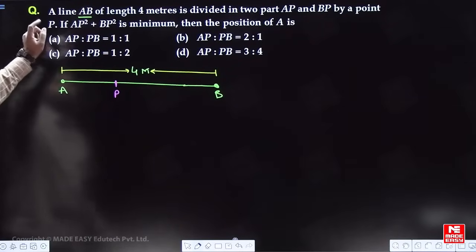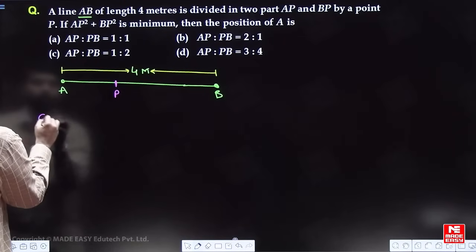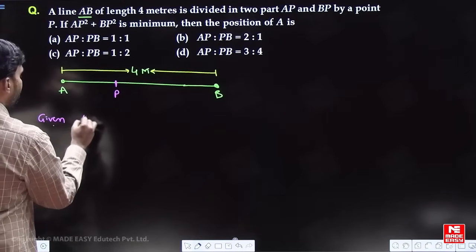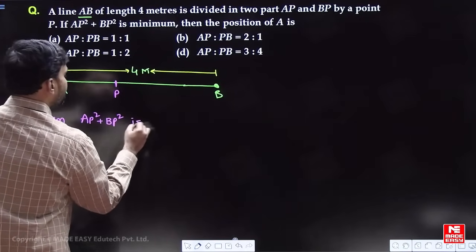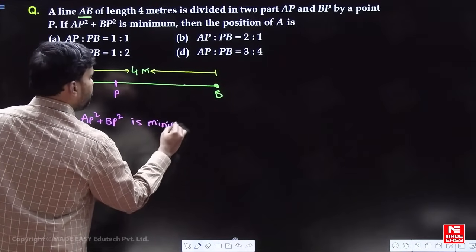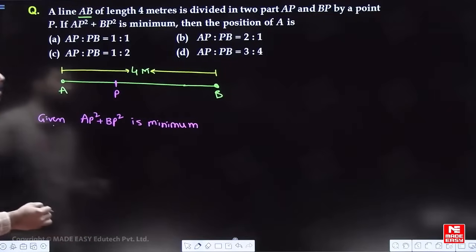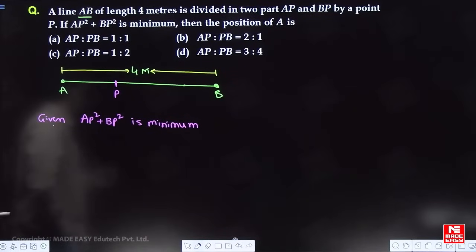Now it says that given that AP square plus BP square is minimum, then what is the position of P?